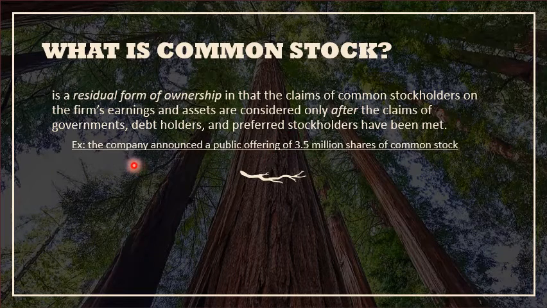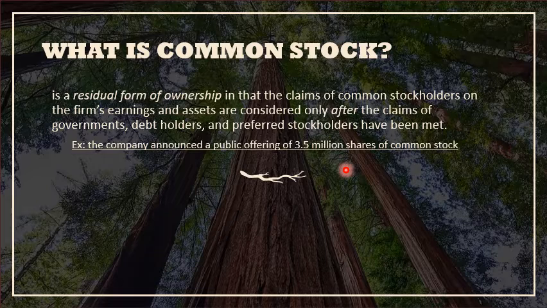For example, the company announced a public offering of 3.5 million shares of common stock. And if none of these shares are, for example, newly issued, sold, or repurchased, which will be called treasury stock, then the accounting records are not affected when there is a transaction or no transaction as such in the common stock. The corporation will go about its routine business operations without even noticing that there were some changes among its stockholders.